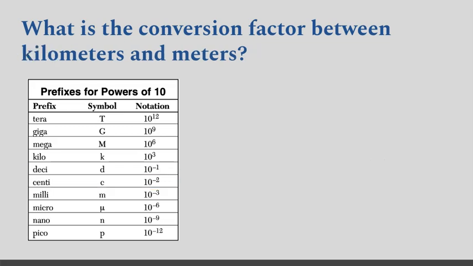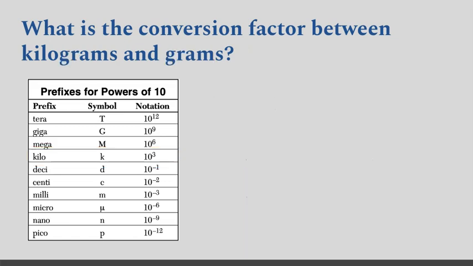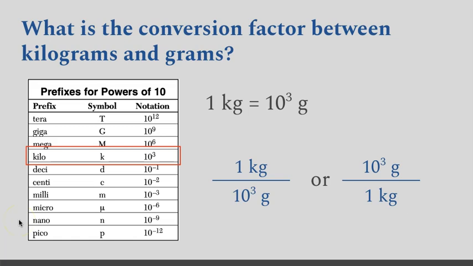Next, we're going to find the conversion factor between kilometers and meters. So we're going to use kilo as the prefix, and it means that 1 kilometer is equal to 10 to the 3 meters. So that fraction can be written in two different ways. The last one we're supposed to write down is the conversion factor between kilograms and grams. We're still looking at kilo, but this time instead of thinking about kilometers, we're thinking about kilograms. But the format is still the same. Imagine that giant 1 popping up right here. 1 kilogram equals 10 to the 3 grams. And of course, again, we can write that fraction in two different ways.